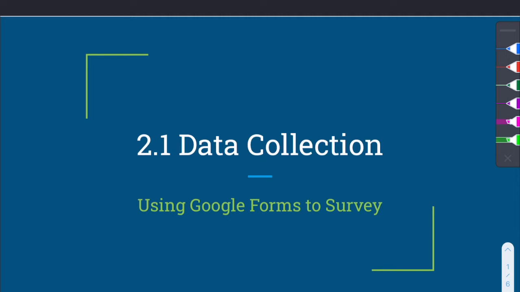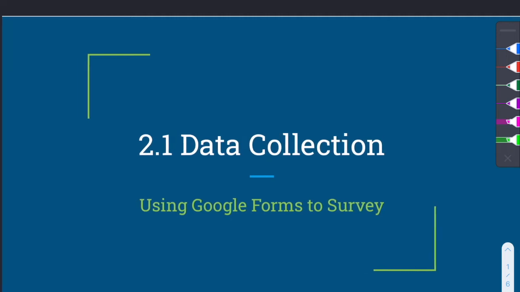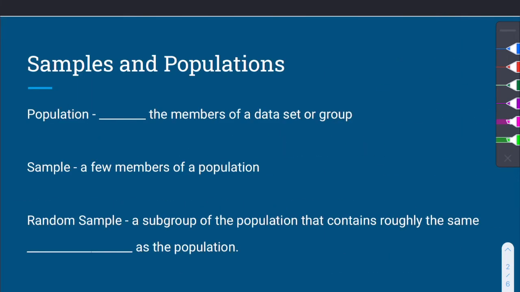Today we're going to be using Google Forms to survey a group of people. Before we actually send out a survey to a new group of people, we're going to want to talk about two important terms, samples and populations. A population is all the members of a data set or group.